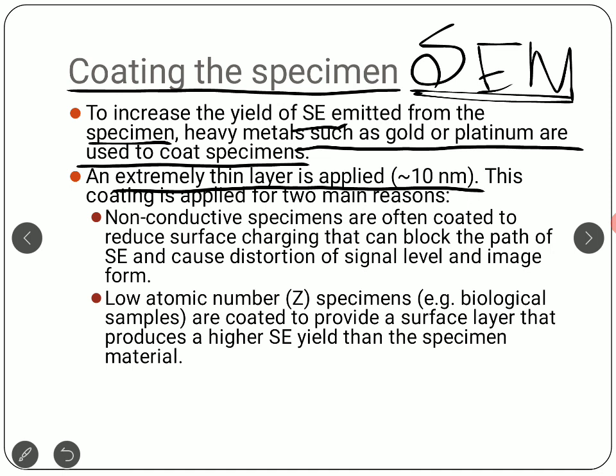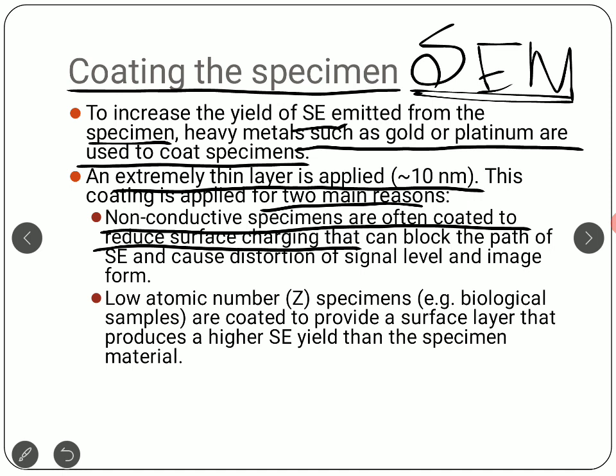This coating is basically applied because of two main reasons. Non-conductive specimens are often coated to reduce surface charging. So what happens if it is a non-conductive sample and electrons are coming in, there is something which is called surface charging. If there is surface charging, the secondary electrons are screened, okay, or blocked, and they don't reach the detector. So I don't want to do that.